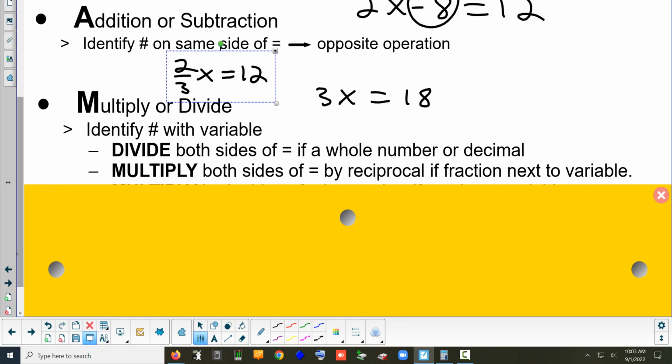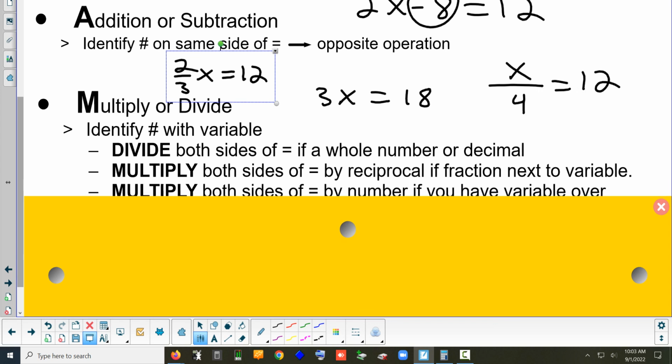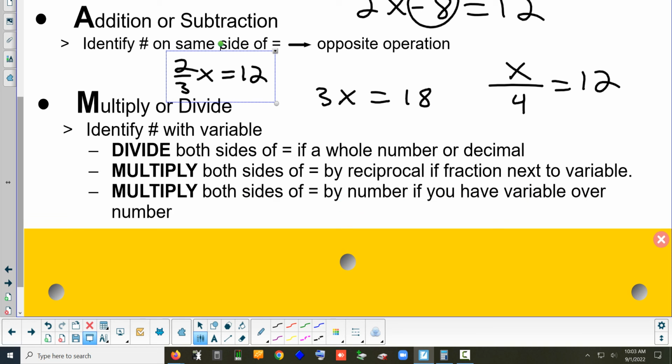And the third case that we could have is when you have a variable divided by a number equals a number. Something like that. Again, you guys wrote these three things down yesterday. We called them case 1, case 2, and case 3 in your notes. So I'm just reminding you again what they are. So if you have a variable over a number, you're going to multiply both sides by the number.